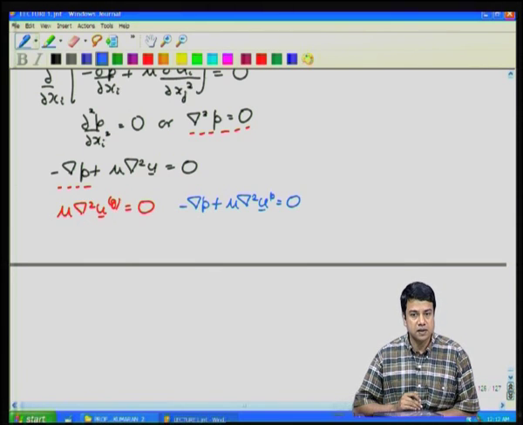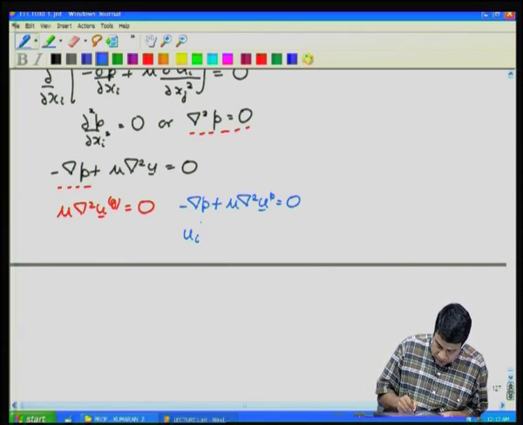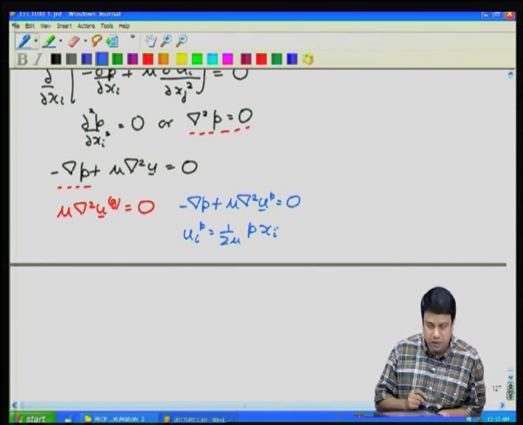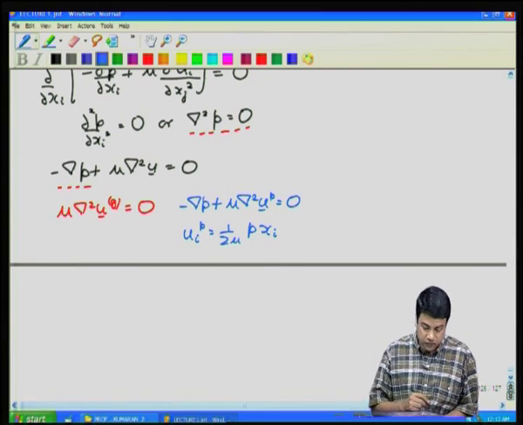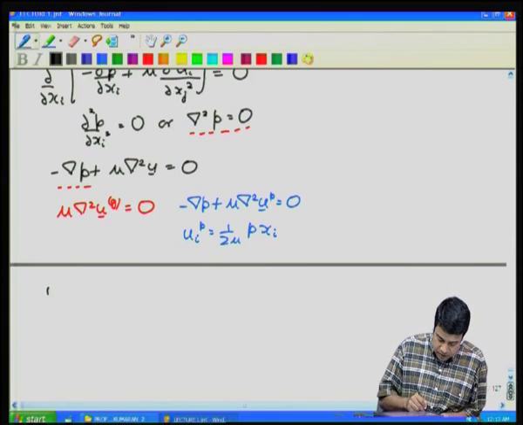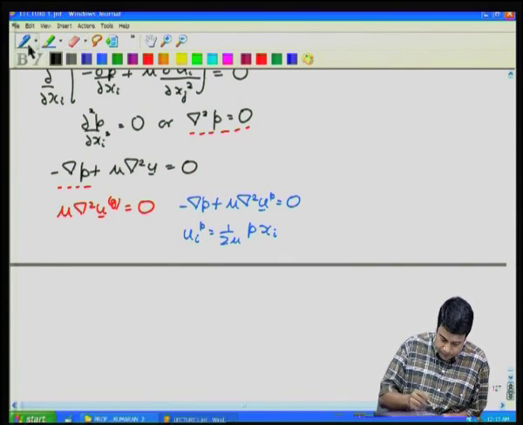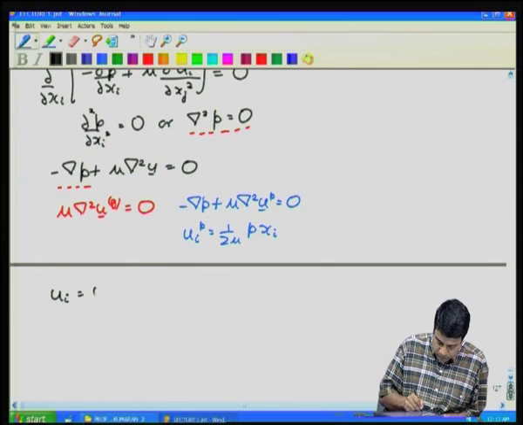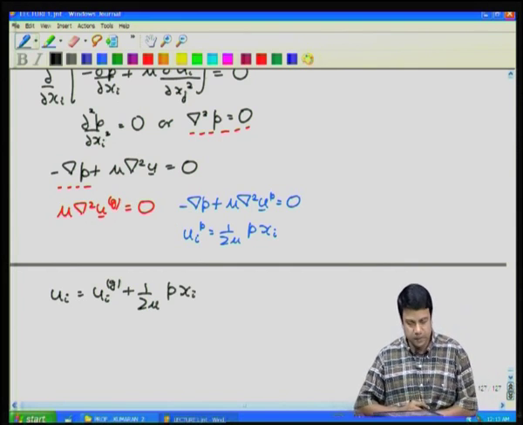And we saw in the last lecture that the particular solution that satisfies this is equal to 1 by 2 mu p times x I. So, the final solution for the velocity field is just u is equal to the general solution plus, let me write it in indicial notation, u I general plus 1 by 2 mu p times x I.